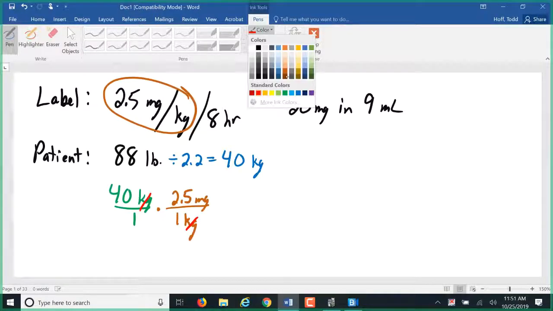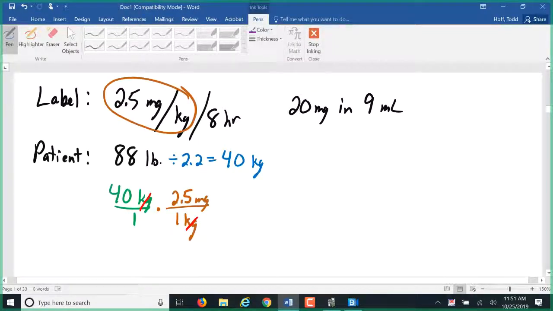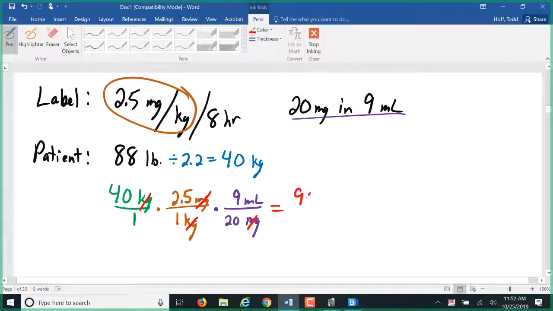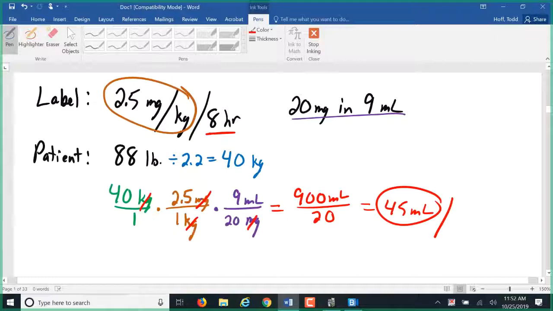For this medication, though, since it says 20 milligrams in 9 milliliters, that's telling us it's a fluid or a liquid solution is the medication. So we need to know how many milliliters to administer. We'll cancel out the milligrams. This tells us that 20 milligrams is equivalent to 9 milliliters. Milligrams cancel out. So we now have 40 times 2.5 times 9, that's 900 milliliters, over 1 times 1 times 20 is 20, which divides out to be 45 milliliters to administer. Again, our time frame here is 8 hours.